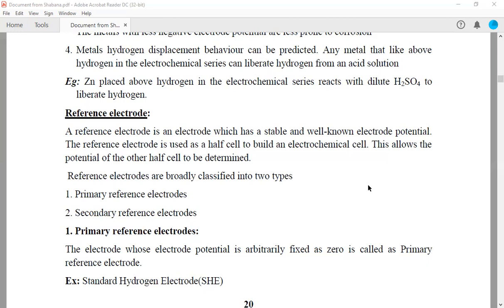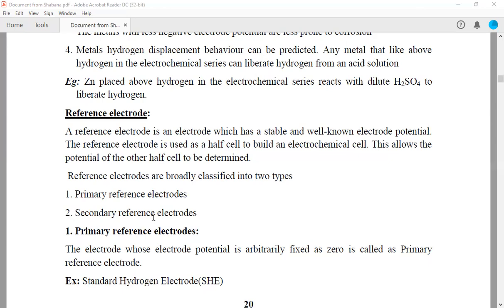Primary reference electrode means the electrode whose electrode potential is taken as 0. Abruptly, the value should be fixed as 0. That is called a primary reference electrode. The best example for this is a standard hydrogen electrode. That means whatever electrode we take, the potential of that electrode should be abruptly fixed as 0.